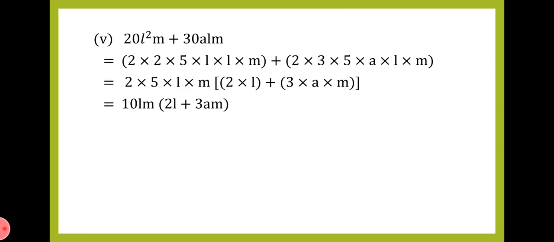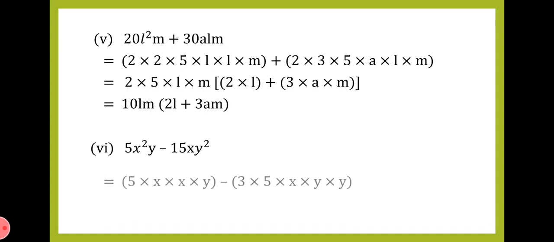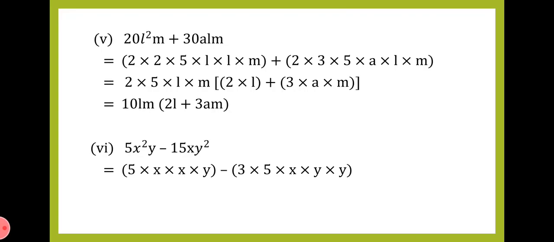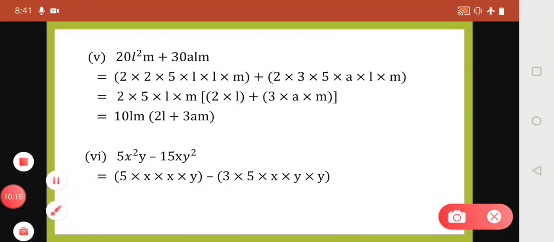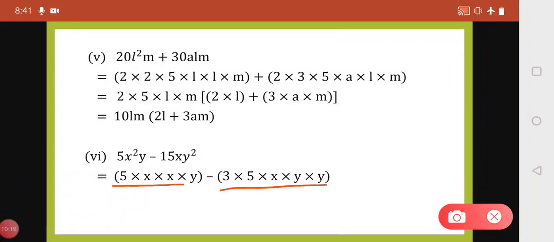Number 6. Question number 6 is 5x square minus 15xy square, again equal to 5 into x into y minus 3 into 5 into x into y into y. Yes, these are the factors of the first term and these are the factors of the second term. Now finding out the same factors between both the brackets, here you can see 5 is same, again one time x is same and one time y is same.